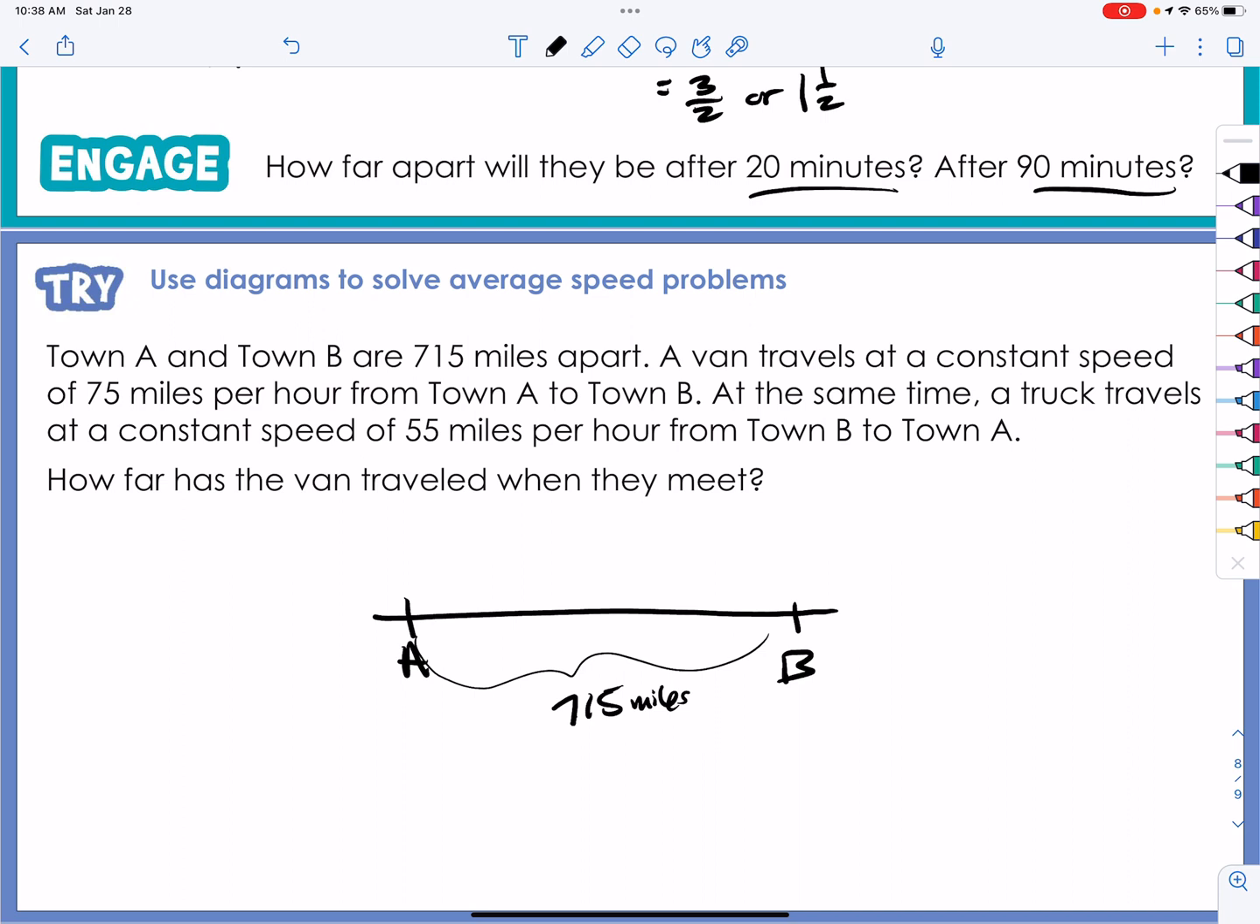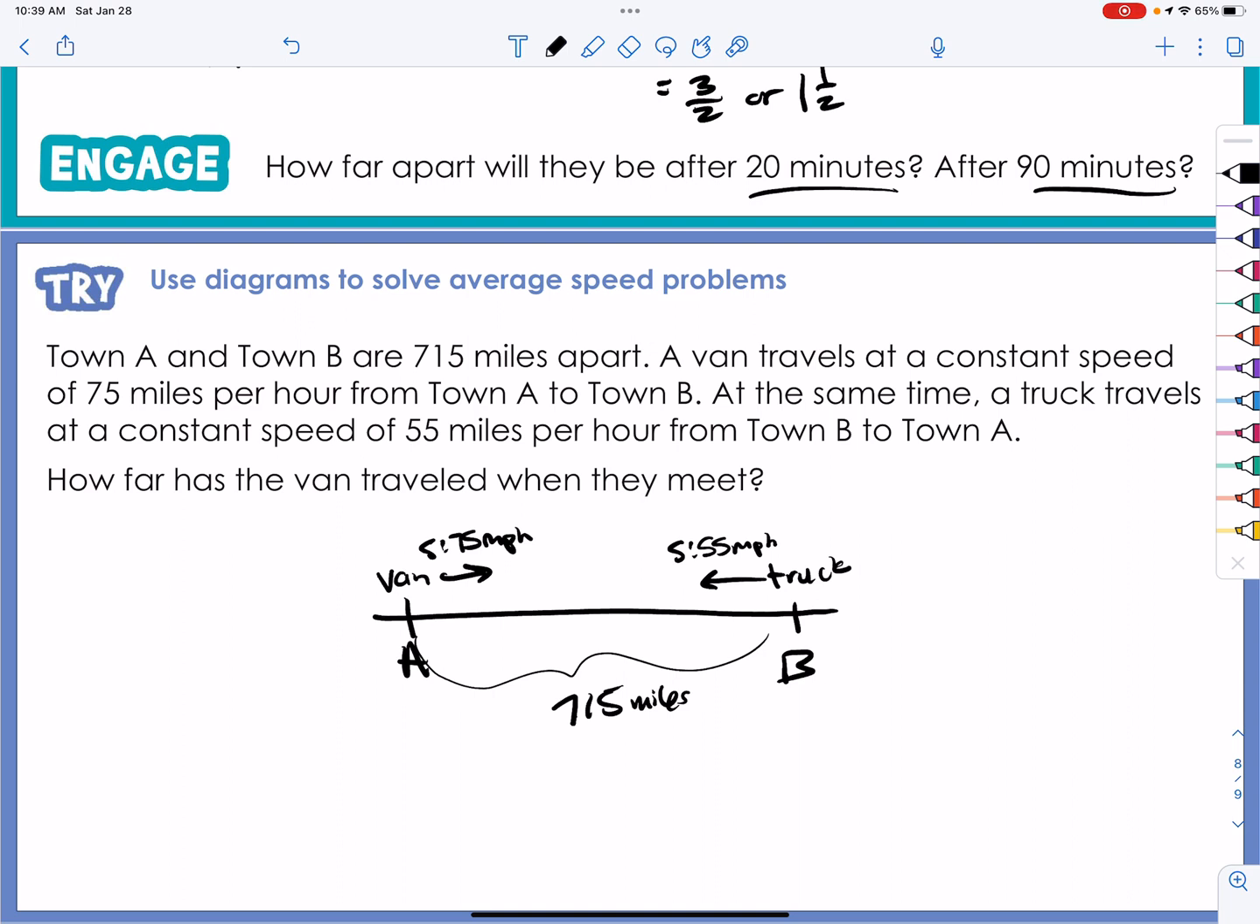So we have a truck and a van. The van starts at A and travels this way. The truck starts at B and travels this way. The van travels at a speed of 75 miles per hour. The truck travels at a speed of 55 miles per hour. How far has the van traveled when they meet? Ooh, okay. Doesn't seem like they give us a ton of information here. We have nothing about time.